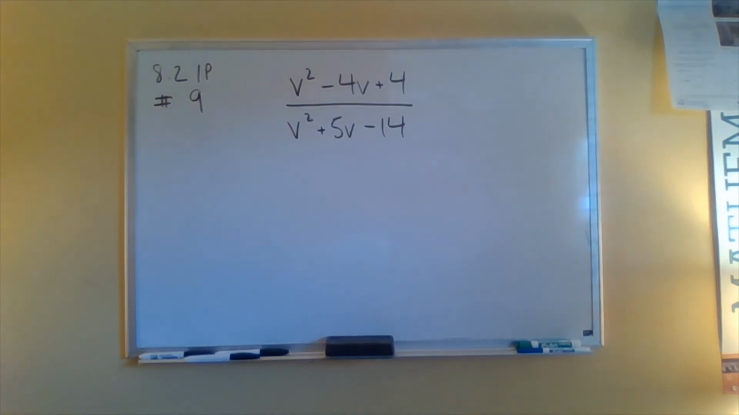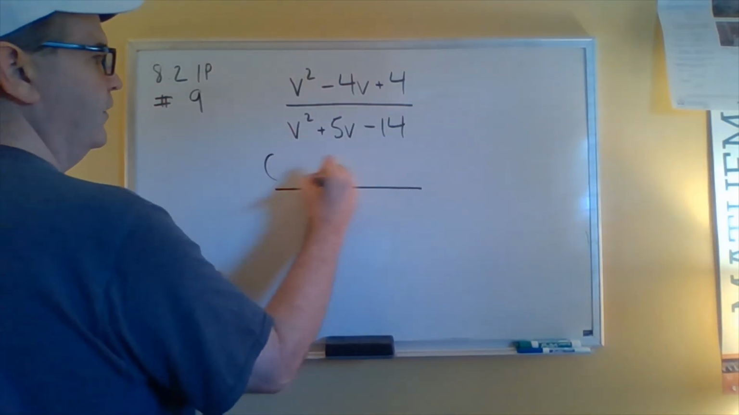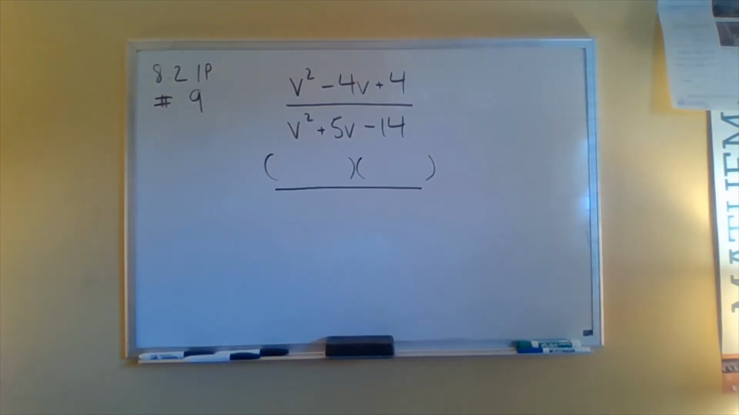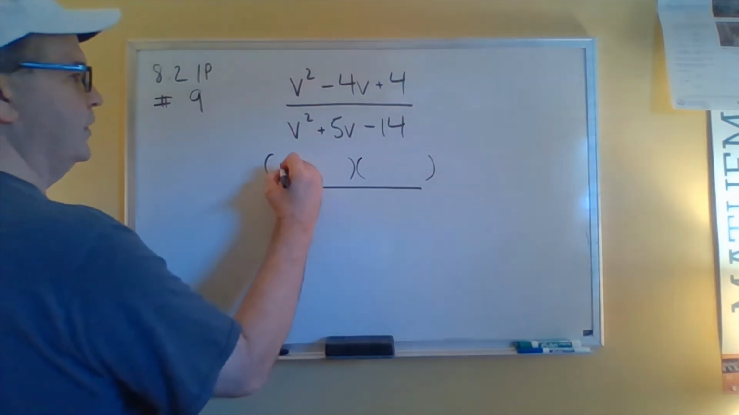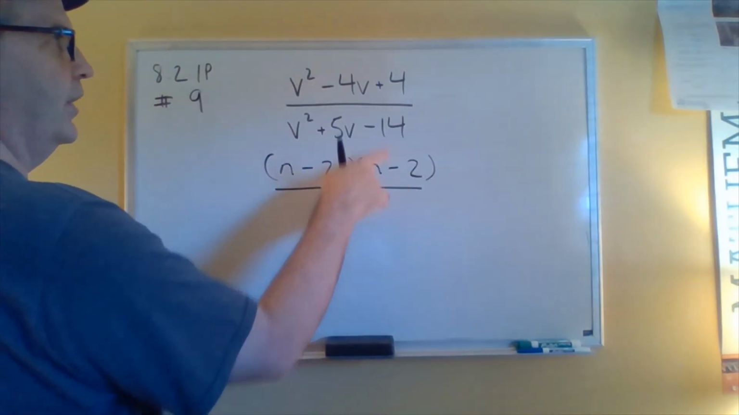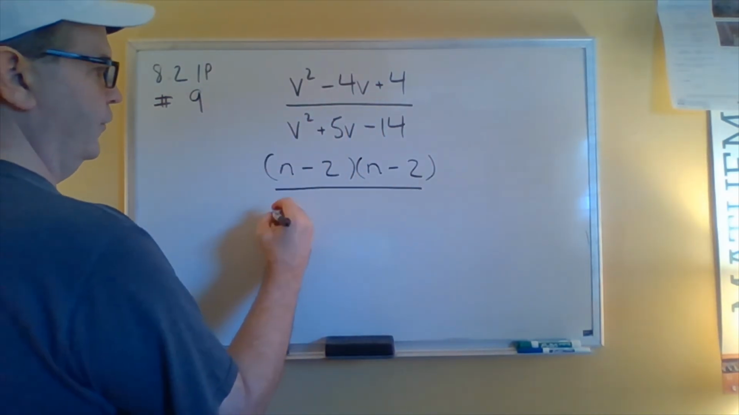Number 9, I have the trinomial v squared minus 4v plus 4 over the trinomial v squared plus 5v minus 14. I'm going to try to factor both the numerator and denominator, see if I can't cancel anything out. Factoring my numerator, are there two numbers I can multiply together to get 4? And when I add together, I get negative 4. That would be, I believe, a negative 2. Negative 2 times negative 2 is a positive 4. Negative 2 plus negative 2 is a negative 4.